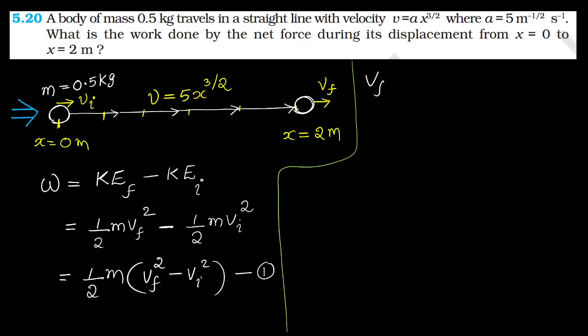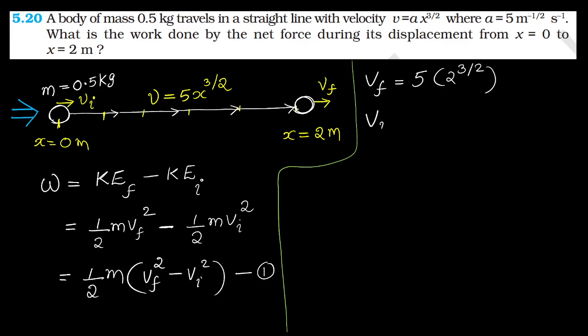So final velocity is equal to 5 into x raised to 3 by 2, 5 into 2 raised to 3 by 2. The final position is 2 meter. So substituting x equal to 2 here, the final velocity will be 5 into 2 raised to 3 by 2. Let me explain some 3 or 4 steps. After that you can ask me doubts.